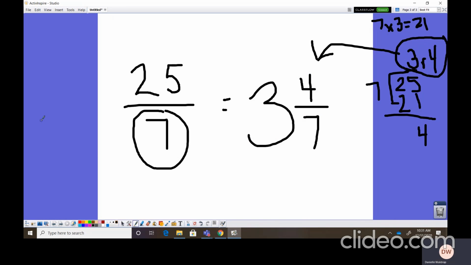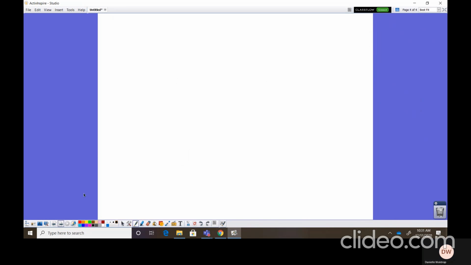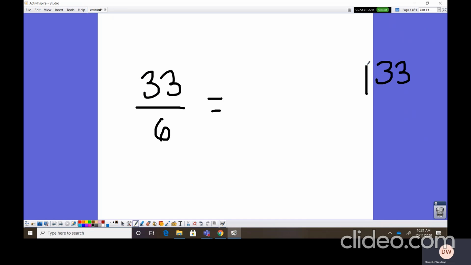Let's see if we can squeeze in one more problem before my 15-minute time limit runs up. Let's do 33 sixths. And I'm going to go through this one because I only have a couple minutes left. And you can pause the video to go back and catch up on this one. But I'm going to go ahead and show you one more example. 33 sixths. 33 divided by 6. Well, 6 will go into 33. Let's see. 6 times 5 is 30. 6 times 6 is 36. So I'm going to use 6 times 5 is 30.